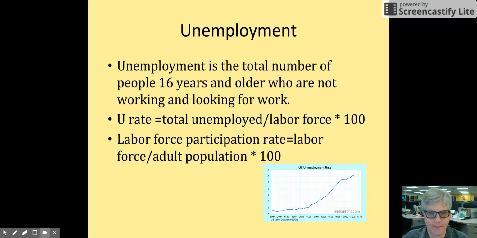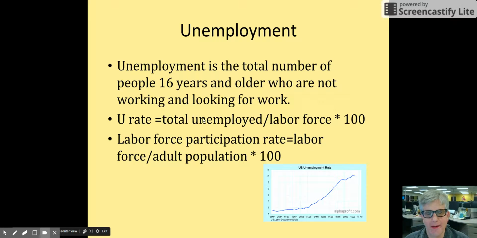The unemployment rate is based on the total number of people 16 years or older who are not working and looking for work. The unemployment rate is the total number of unemployed divided by the labor force times 100. The labor force participation rate is the labor force divided by the adult population times 100. So for the unemployment rate, you have to be 16, you have to be looking for work, and you have to not be at work.